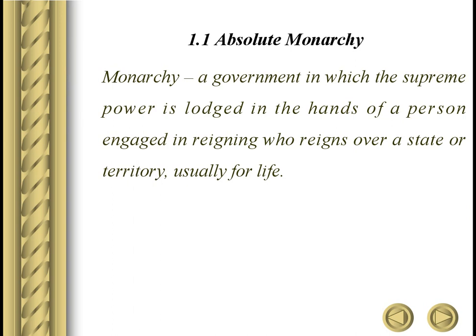With absolute monarchy, all the supreme power is locked in the hands of a person who can control the state and territory, usually for life. So all the supreme powers of the state focus on the king. The king has the highest power. And you can take examples from the Kingdom of Saudi Arabia, the State of Brunei, Qatar, or Oman.